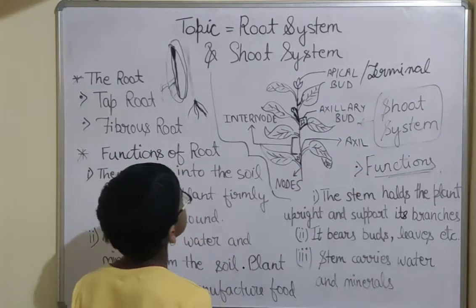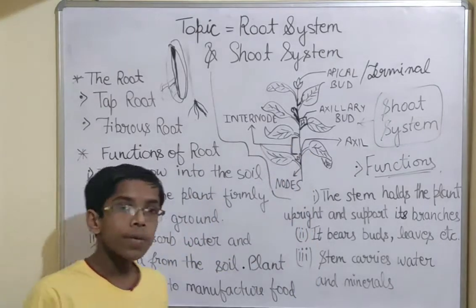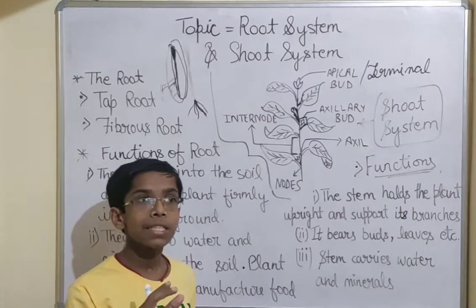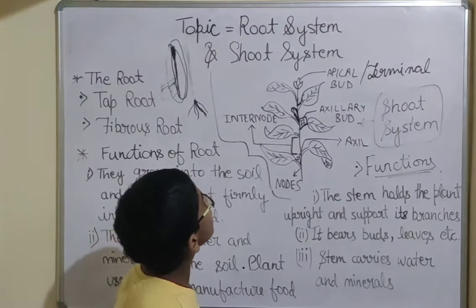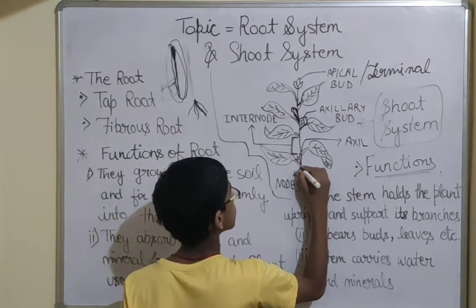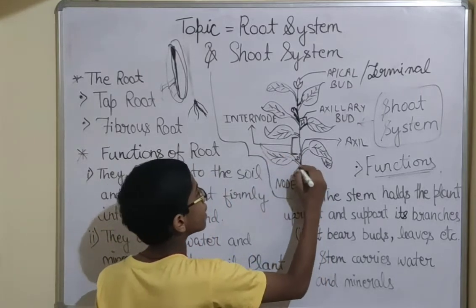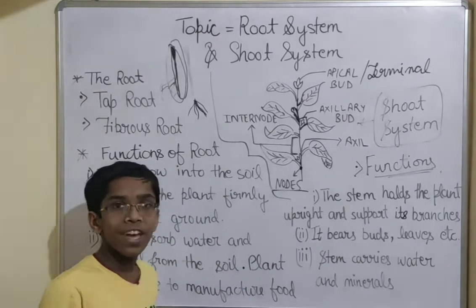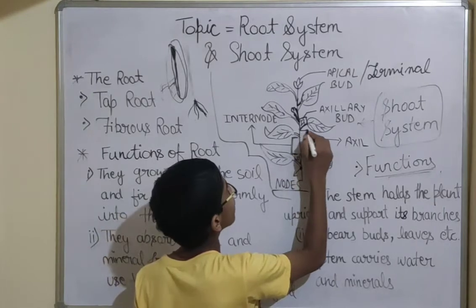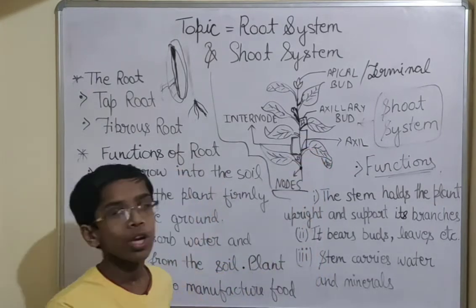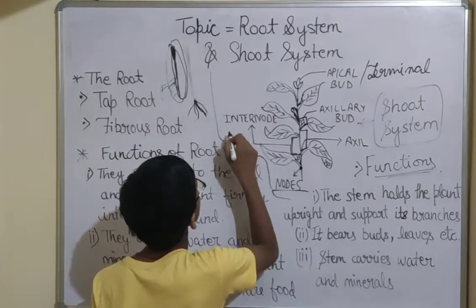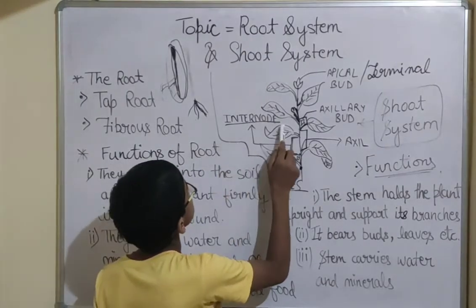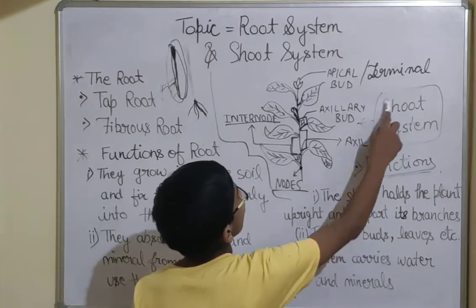Okay. So our next topic will be node and internode. What is a node? A node is the joint through which a leaf is arising. This leaf has arisen from this place, and this is known as a node. And the portion between two joints, between the two nodes, is known as an internode. Okay. So that is about the shoot system.